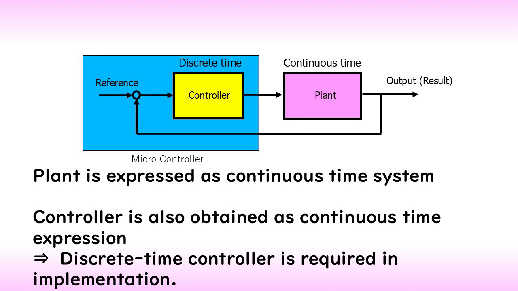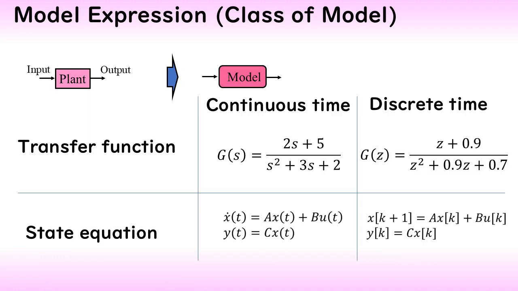In many cases, plant is expressed as a continuous time system. Controller is also obtained as a continuous time expression. However, it is required to consider discrete time controller for implementation. This slide shows various expressions of model. In case of transfer function, continuous time transfer function is given like this, and in the discrete time case, G is a parameter of the transfer function.